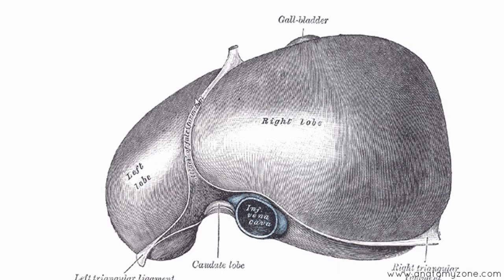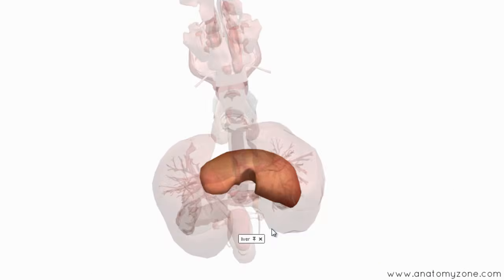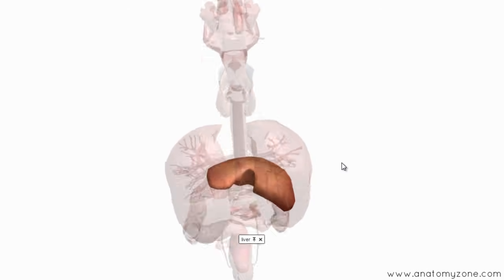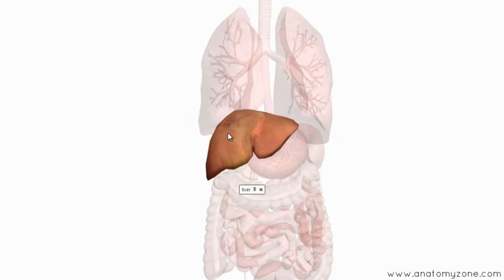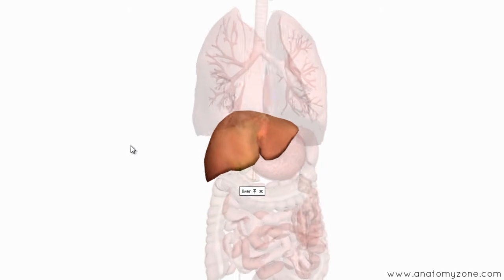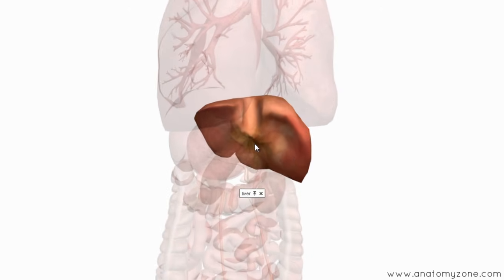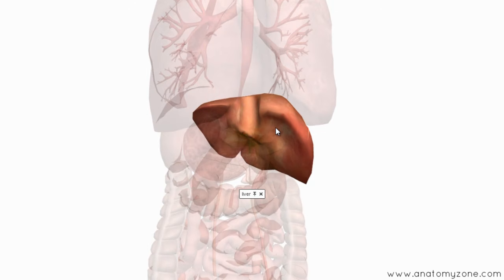So you've got the falciform ligament coming up here, separating the right and left lobes, and it goes off to attach to the anterior abdominal wall. And then you've got the coronary ligaments which come down from the diaphragm, and then you've got the left triangular ligament and right triangular ligament. So just coming back to this 3D model, we're looking at an anterior view here. We're going to rotate it around to the back, and we'll look at a diagram of the posterior and inferior surfaces of the liver.